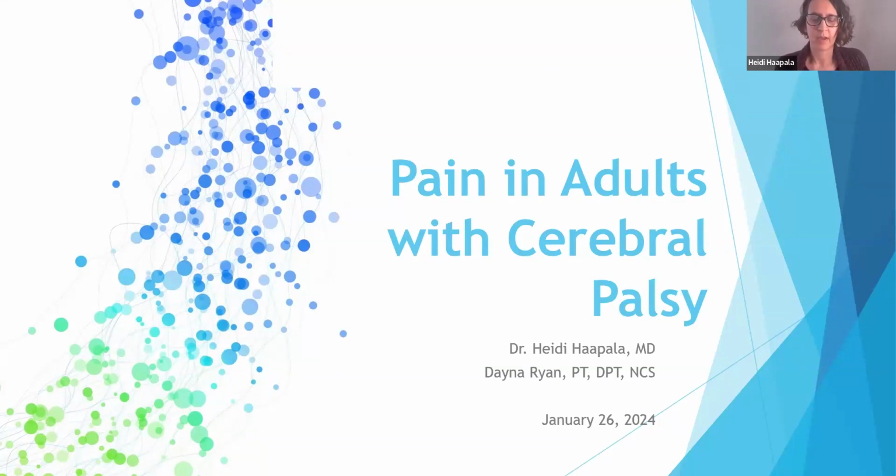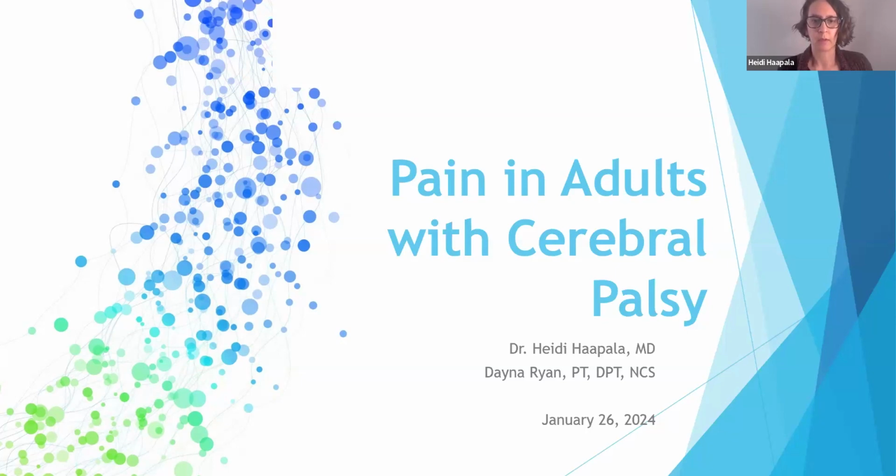Hi, I'm Heidi Haapala. I'm an adult physiatrist at the University of Michigan, and Dayna Ryan is a physical therapist there. I'm going to start off the talk, and then she'll pick up after I talk about the medical parts to go over therapies. I see adults with cerebral palsy at the University of Michigan in the physical medicine and rehabilitation department. Both of us get to see a lot of people with pain, and it's something that's so common in adults with cerebral palsy. We're still learning a lot about how to deal with it.